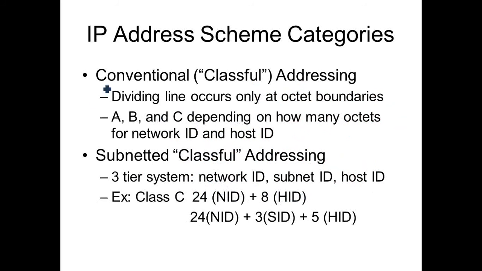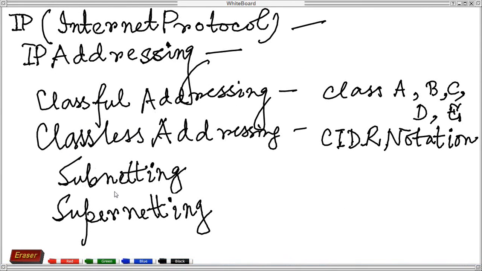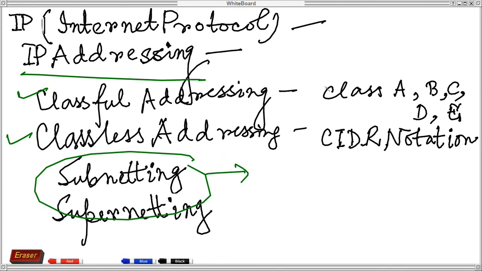So the IP address scheme, what I was talking about, is divided into 2 parts. One is classful addressing, one is classless addressing. If we talk about IP addressing, we need to know 2 things: classful addressing and classless addressing. Subnetting and supernetting we'll discuss later. Now what is classful addressing and what is classless addressing? In classful addressing, what do we mean by class A, class B, class C, class D and class E, and how are these classified?